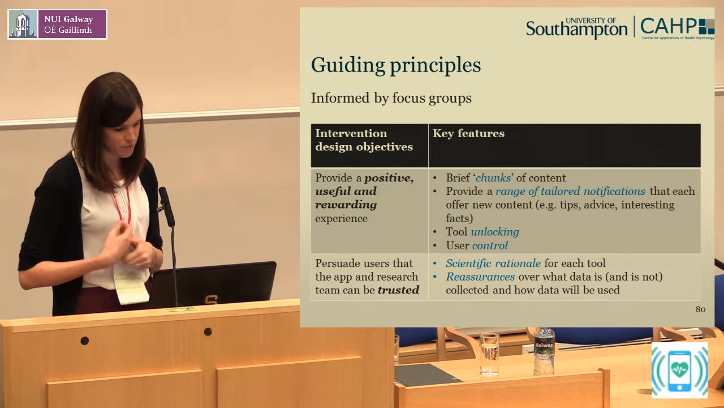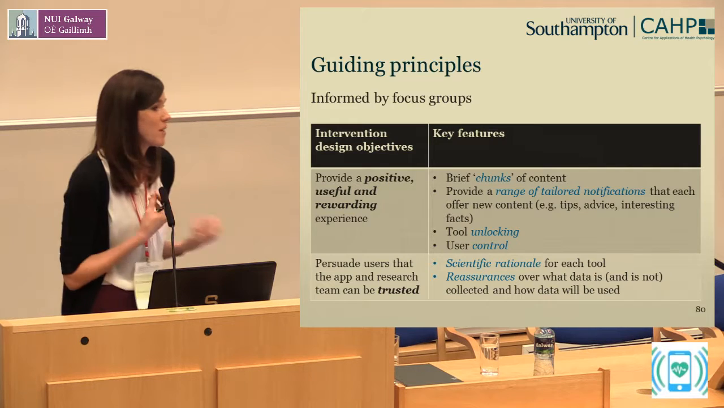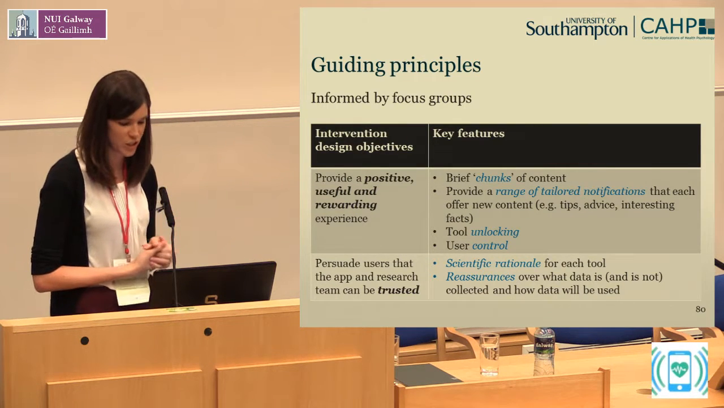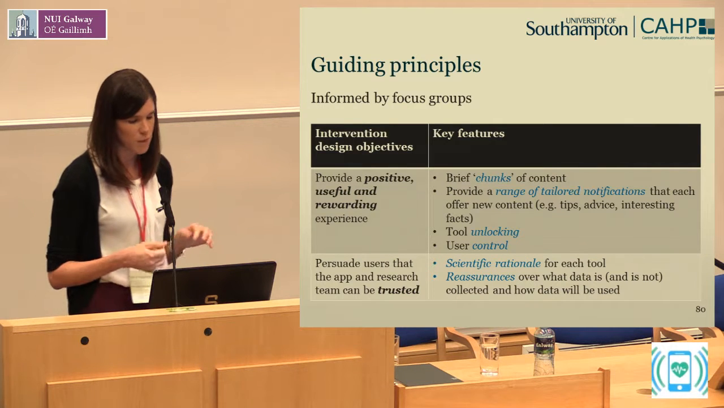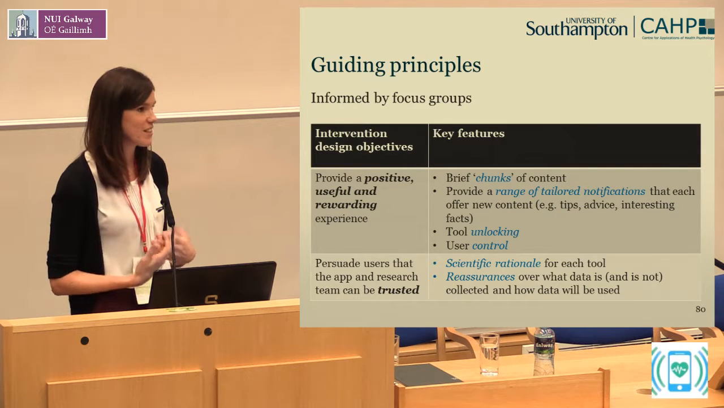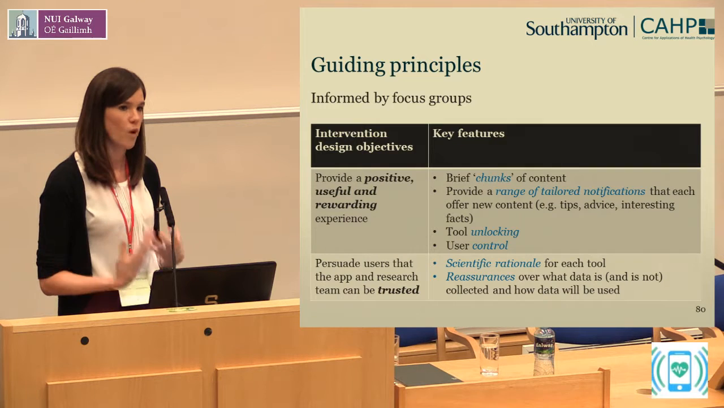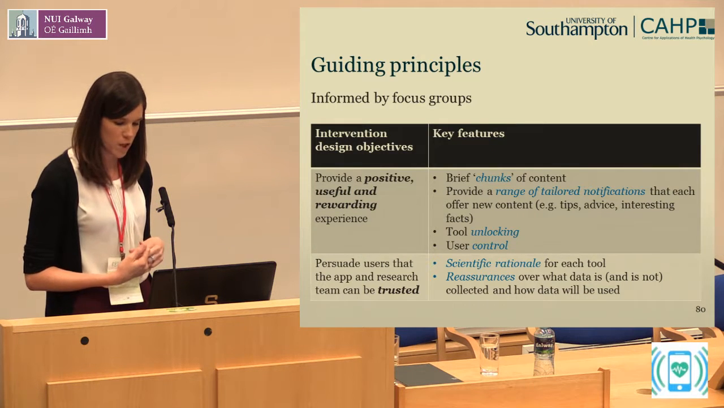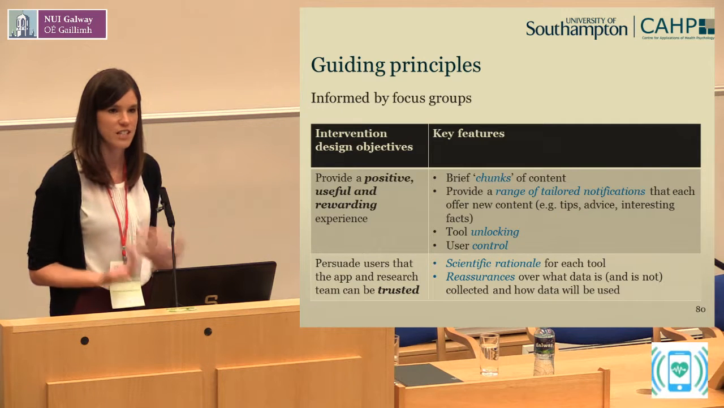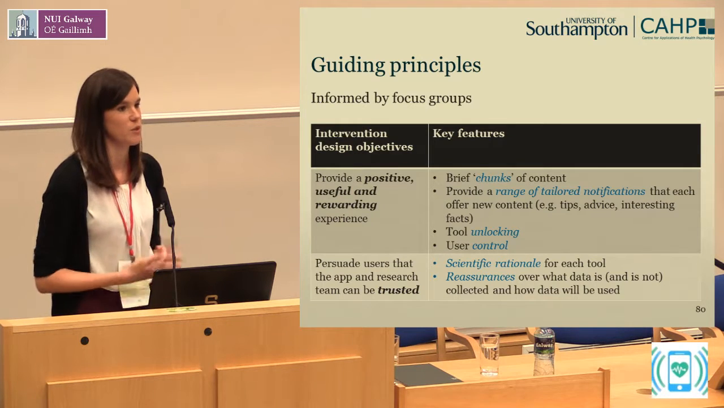Our second design objective was to persuade the users that the app could be trusted, because we knew that people had quite a lot of scepticism around the use of sensors, which is exactly what we wanted to do. So this was primarily not even at the intervention stage, but at the recruitment and consent stage of being very transparent about what we were doing, how we were using their data, and why that could be useful. But within the tool itself, we made sure we provided very strong scientific rationales for everything we were doing, so we could persuade people that this approach was going to work.